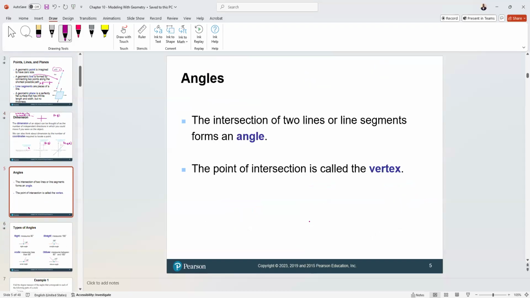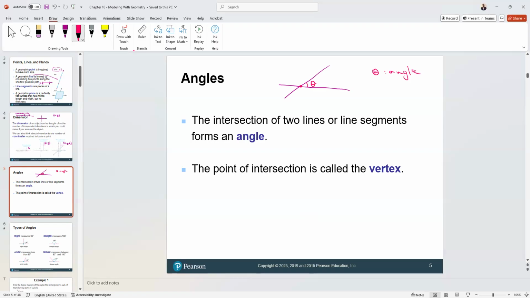But also, one of the very important geometric objects we need to talk about is angles. The intersection of two lines or line segments forms an angle. For example, if I have a line going this way and another line going that way, as you can see, this is the intersection that's going to form an angle. I can say theta is an angle, right? So we call it an angle.